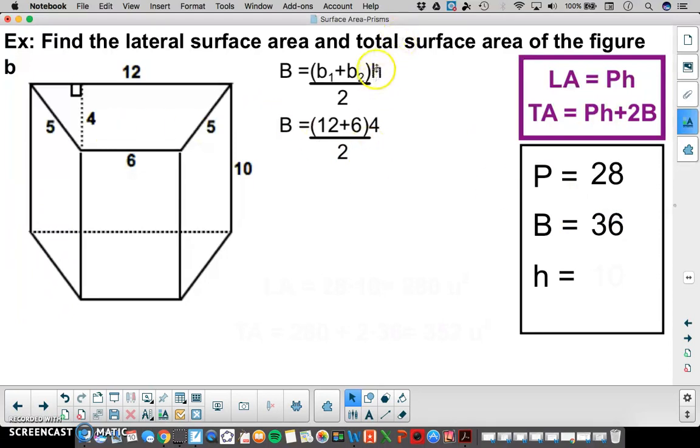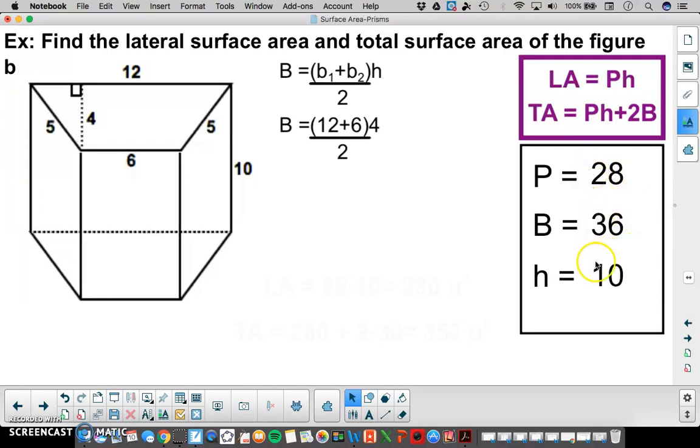Now, I don't want you to get the B's and H's confused with these B and H's. These B's are the bases of the trapezoid, only of the two-dimensional figure. This H is the height of the trapezoid, the two-dimensional figure. This height here is the height of the prism. So the height of the prism is that lateral edge between the two bases, which is 10.